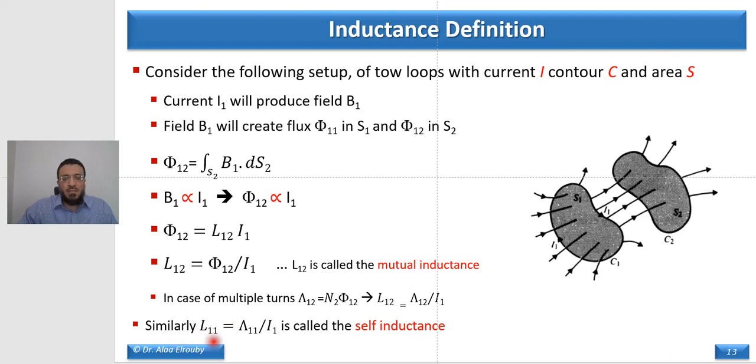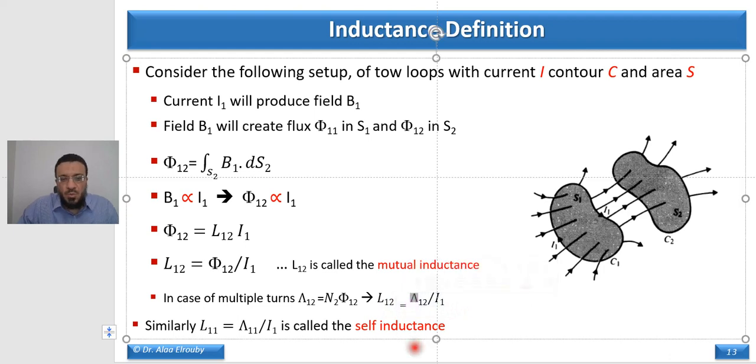So in this case, L12 will equal the total linkage divided by the current of circuit number 1.